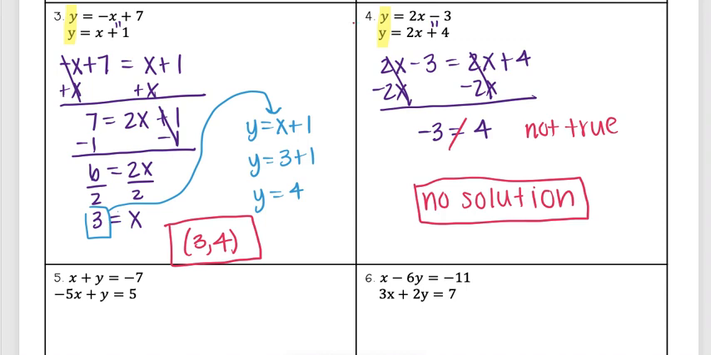So you could also tell right from the beginning. That's okay if you didn't. You can go ahead and go through this process and you'll still end up seeing that is no solution.